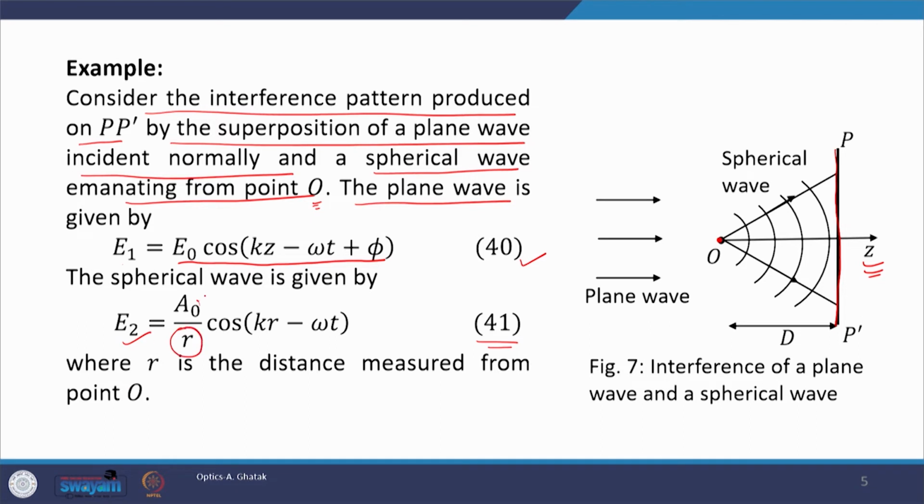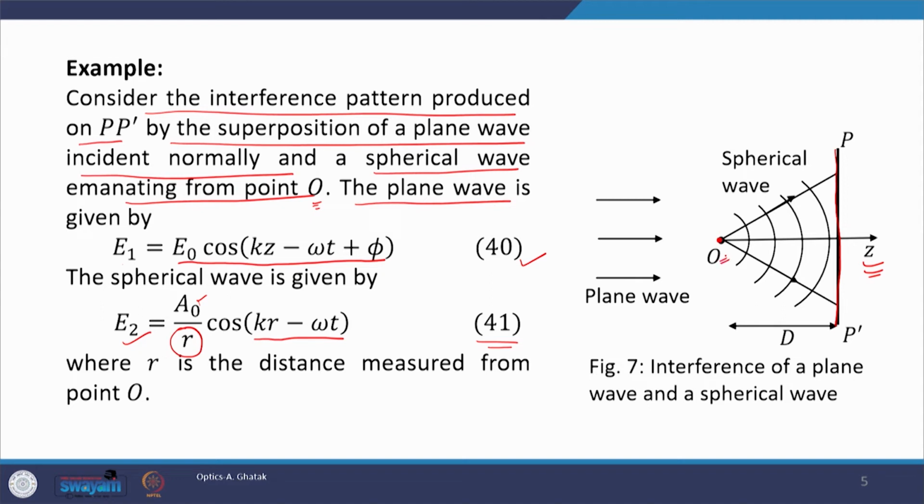A naught is the magnitude or amplitude of the wave, r is sitting in the denominator, and in the phase part we have k r minus omega t. It is not k z, but it is k r now, because a spherical wave propagates in all possible directions. Now, r is measured from the origin or source O.